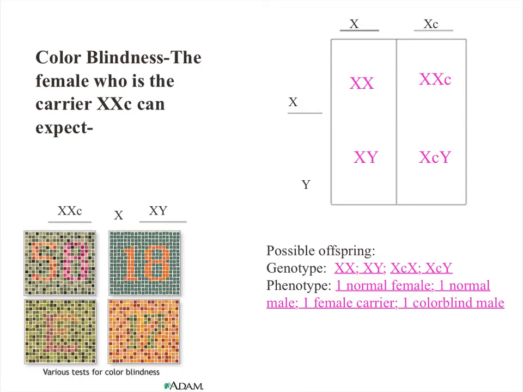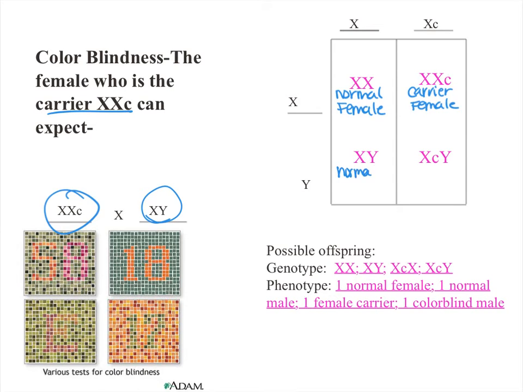Okay, so the other example of a sex-linked genetic disorder, again on the sex chromosomes, is color blindness. Crossing a carrier female with a normal male, you would get a normal female, a carrier female, a normal male, and a colorblind, diseased male. Again, lots of different genotypes and phenotypes.